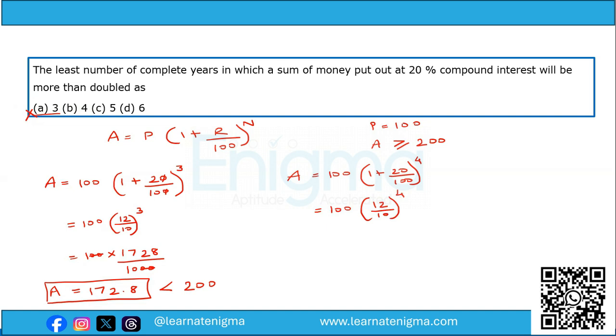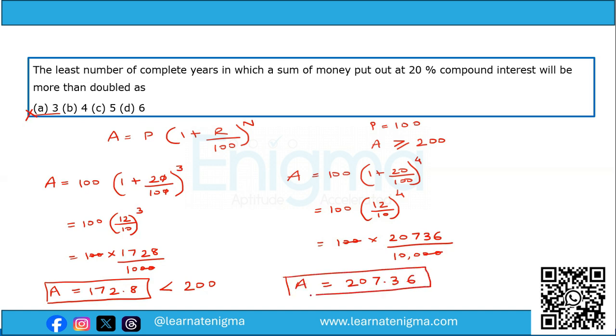Now 12 raised to 4 is 20,736, and 10 raised to 4 will be 10,000. Now out of that, two zeros will get cancelled out. We'll get the final answer as 207.36. So the amount is 207.36 after 4 years, which is greater than 200. That is double the principal. So therefore, the least number of complete years will be 4.